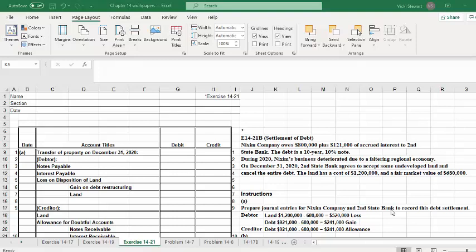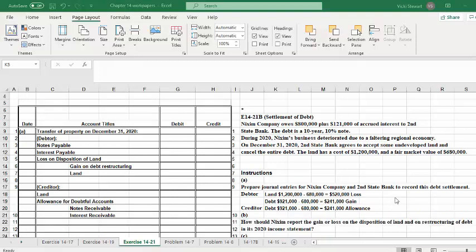The land has a cost of $1,200,000 and a fair market value of $680,000. The instructions state in Part A, prepare journal entries for Nixum Company and Second State Bank to record this debt settlement. So Nixum is the debtor.